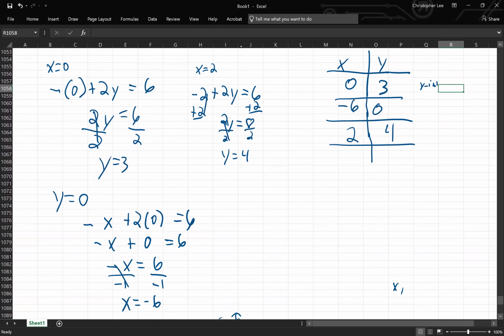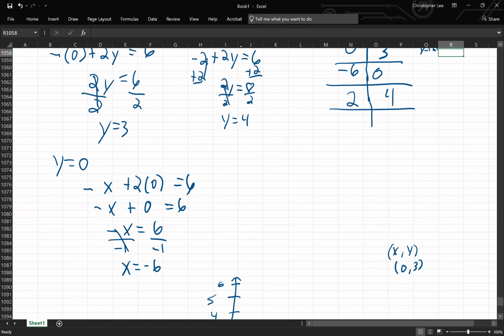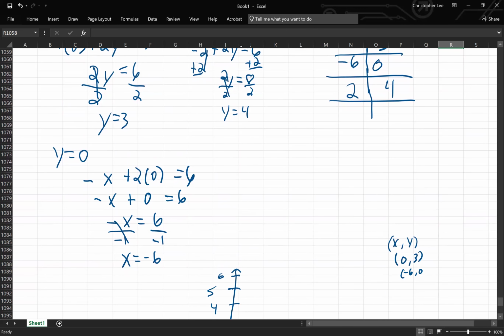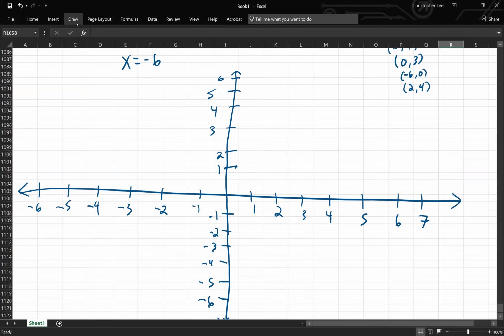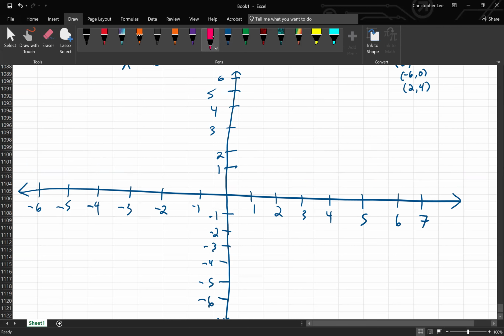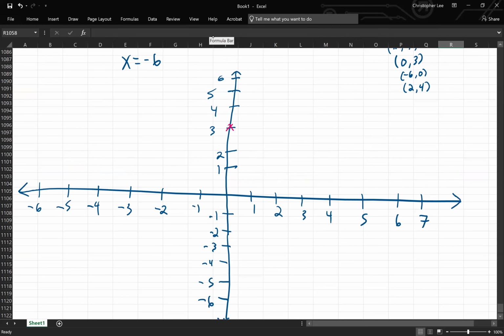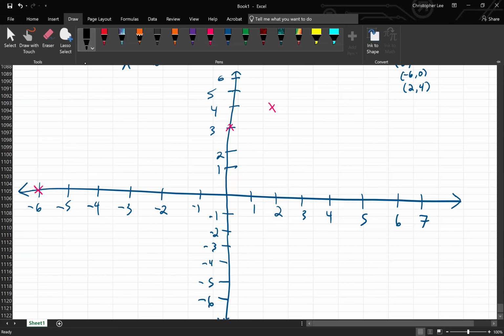Okay. Let me get my points real quick. I have x, y. I have 0, 3, -6, 0, and 2, 4. Let's plot these points. 0, 3. So go to 0, go up to 3. There we go. -6, 0. Here we go. And then 2, 4. There we go. All right. Those are 3 points. Make a line that goes through them.